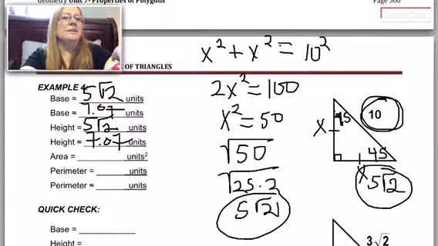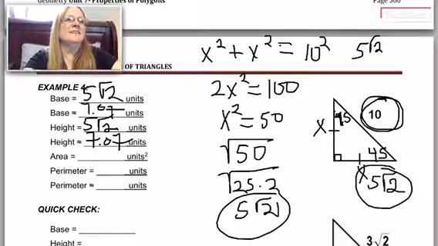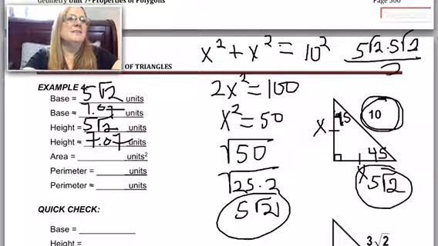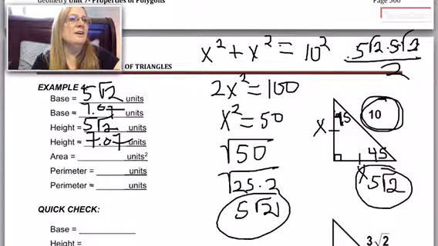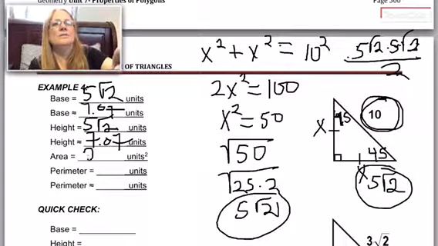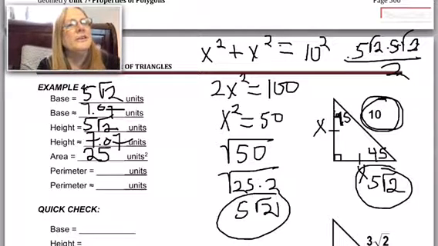And then the area is base times height divided by 2. So 5 times 5 is 25. Square root of 2 times the square root of 2 is 2. So this is 25 times 2, 50 divided by 2, 25. And the perimeter here, now here's something new.